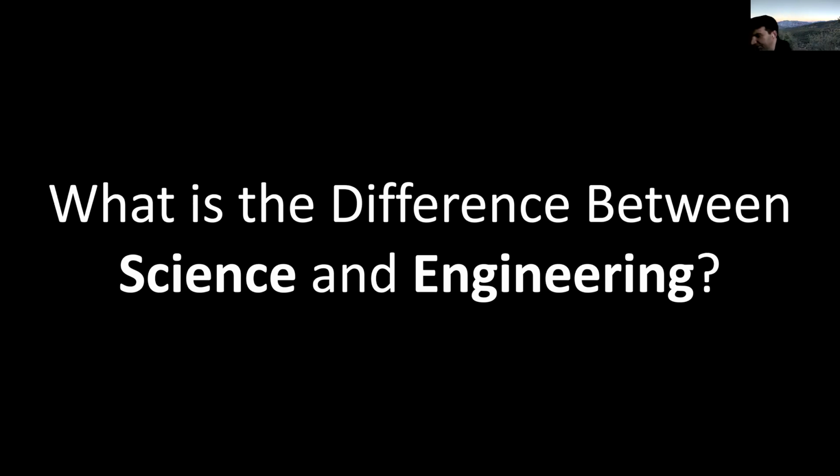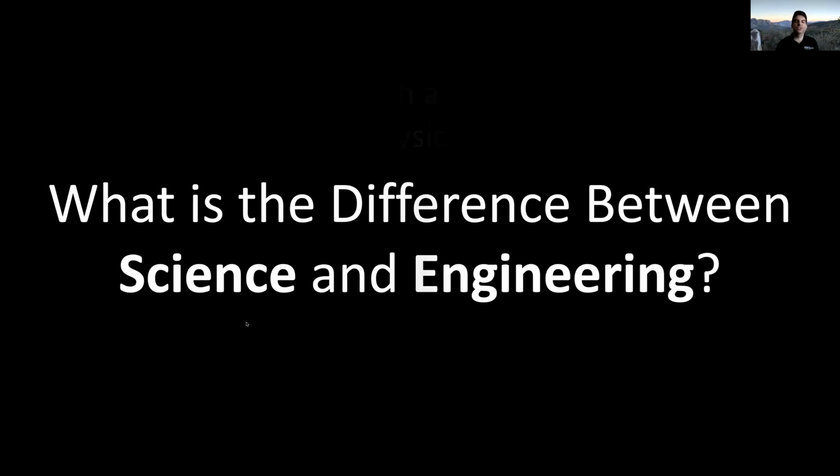Science is more theoretical. This is in the chat: science is more theoretical, research-based, and engineering is putting that knowledge into use in real-world applications. Applications make sense. Engineering uses science in order to create or modify something. These are great answers.